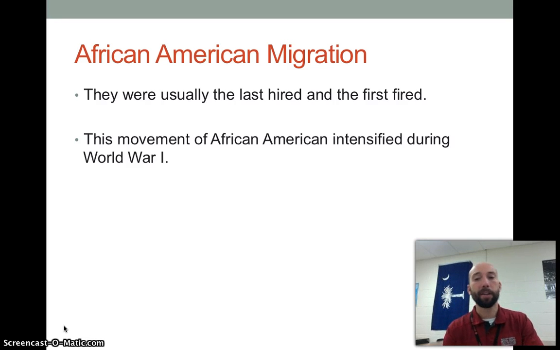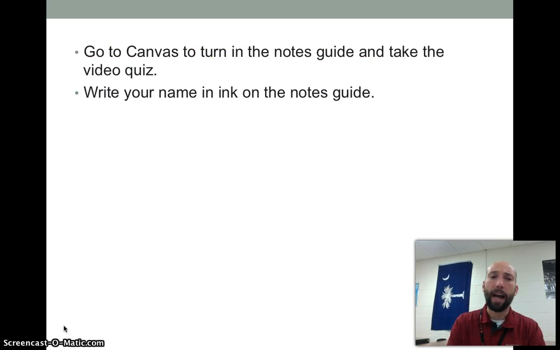The movement of African Americans is really going to intensify during World War I with a lot of white soldiers overseas fighting. That's going to leave an opportunity for African Americans to get jobs in the cities. And so this is the start of African Americans moving out of the South and trying to find a better life. That's all I have for 4.5.